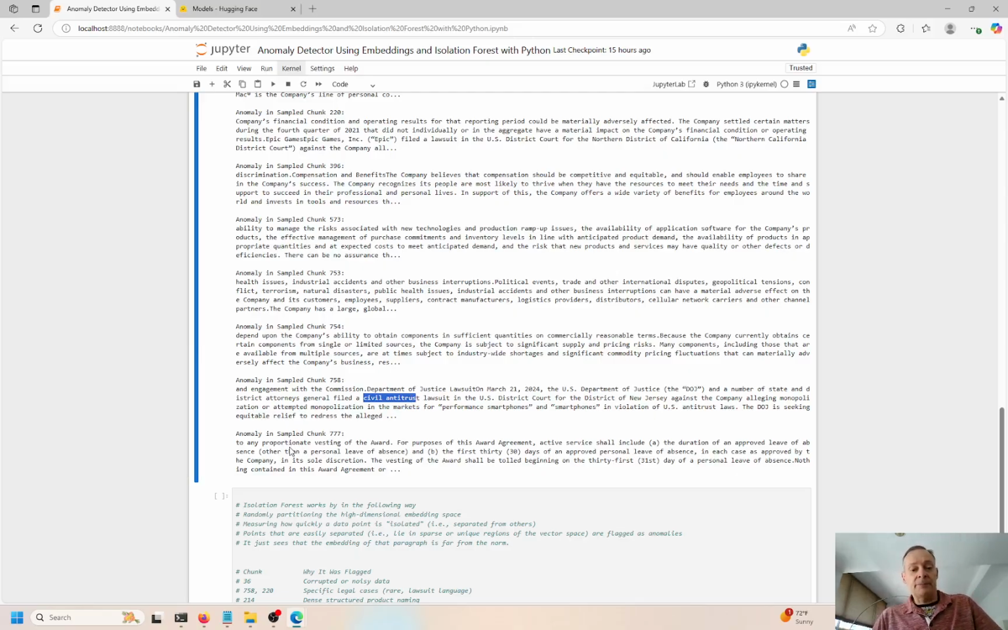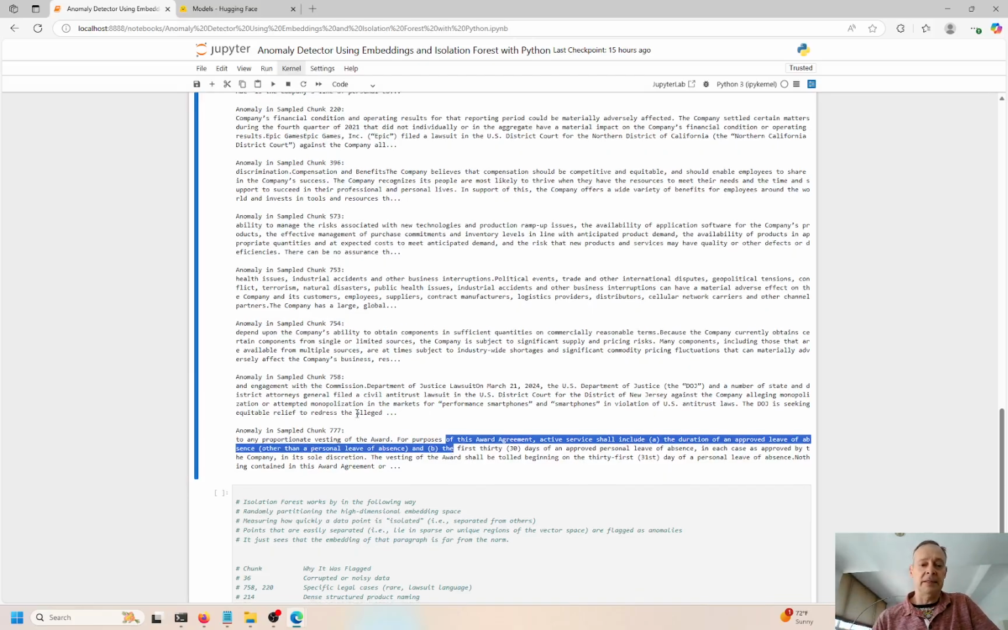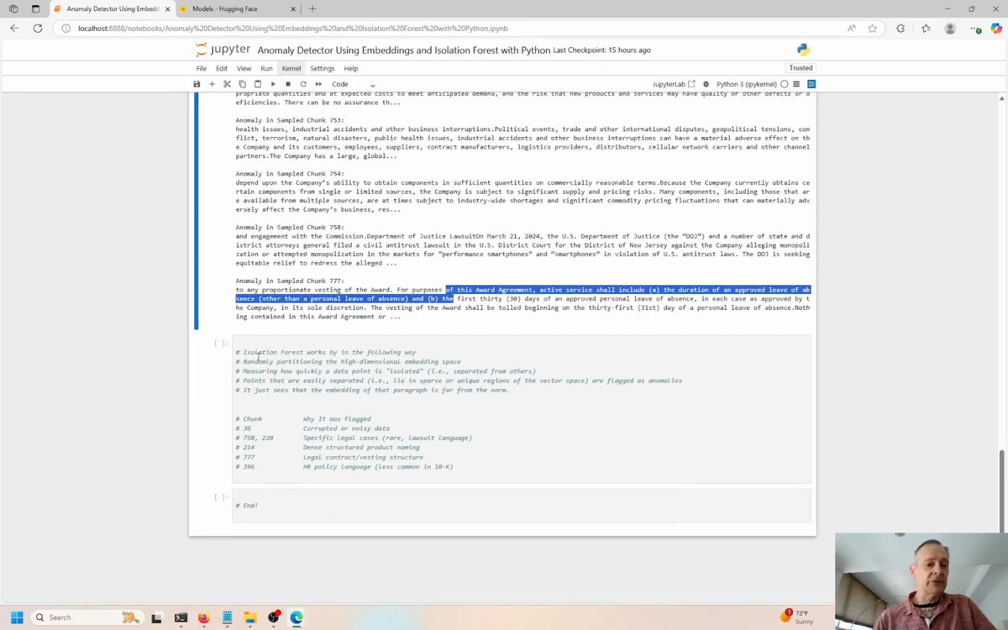And to any proportionate vesting of the award for purposes of this award agreement, active service shall include the duration of an approved leave of absence other than personal leave of absence and first 30 days of approval personal leave of absence. Yeah, it's kind of weird. It's just different from the rest of it. This is an anomaly. It's an outlier. It's not consistent with the normal language used in these 10K SEC filings. So here's the takeaway, right?